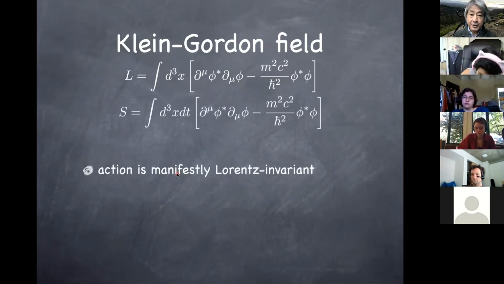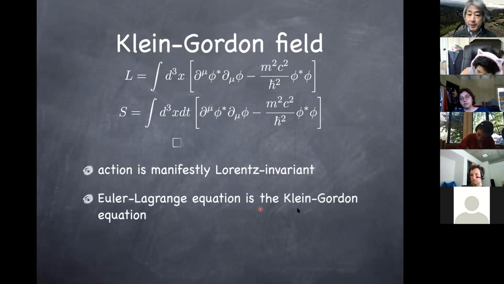First of all, the action, the time integral of the Lagrangian, is manifestly Lorentz invariant. I already said that because the space-time integral, which includes both space and time, is Lorentz invariant. And this del mu phi star del mu phi has indices contracted between lower and upper indices. That's Lorentz invariant. Here, you don't have any indices. That's Lorentz invariant from the beginning.